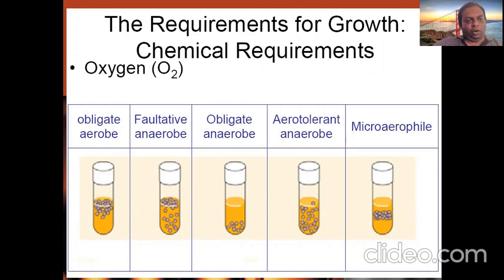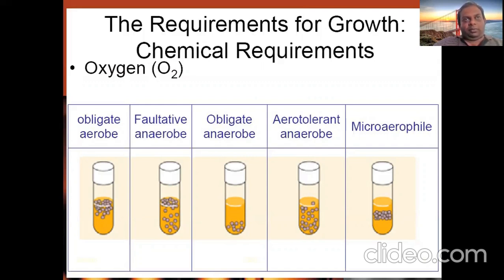So, obligate aerobes solely depend upon oxygen. Facultative anaerobes can live with oxygen, but their growth is enhanced in anaerobic conditions, like Streptococcus. A good example of an obligate aerobe is Mycobacterium tuberculosis. Obligate anaerobes grow well in anaerobic conditions. There are Bacteroides and Fusobacterium.